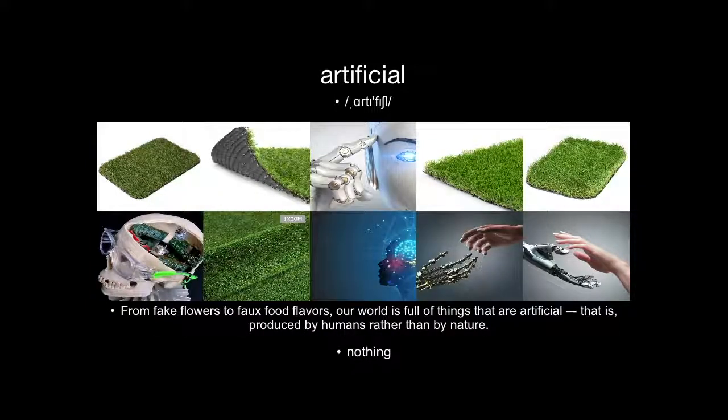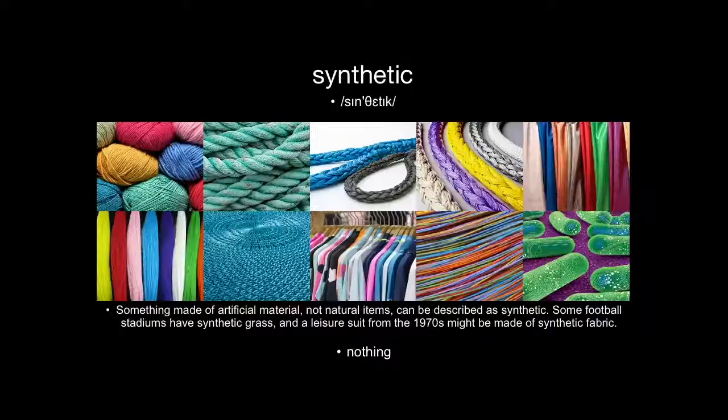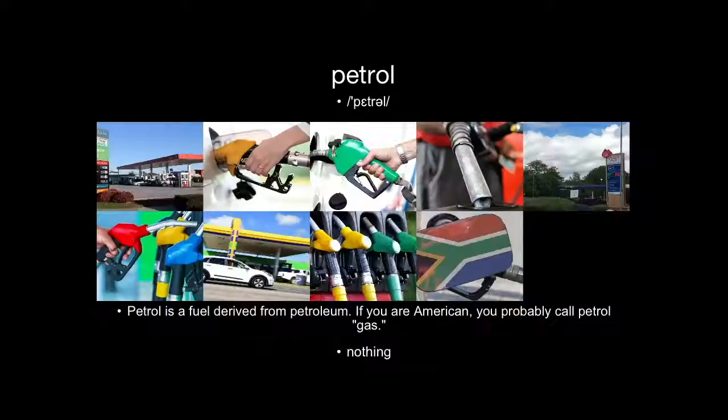Artificial, from fake flowers to faux food flavors. Our world is full of things that are artificial, that is, produced by humans rather than by nature. Synthetic. Something made of artificial material, not natural items, can be described as synthetic. Some football stadiums have synthetic grass.